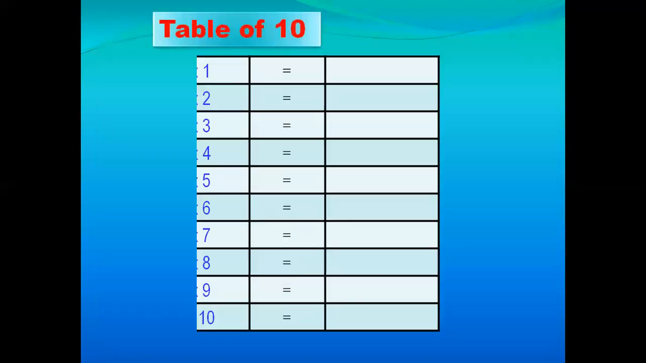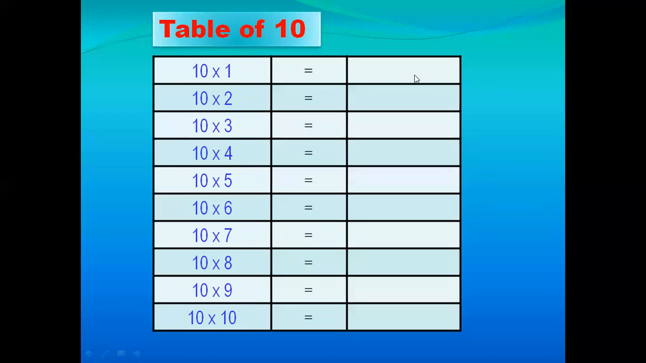So next, this is the table of 10. 10 ones are 10, 10 twos are 20, 10 threes are 30, 10 fours are 40, 10 fives are 50, 10 sixes are 60, 10 sevens are 70, 10 eights are 80, 10 nines are 90, 10 tens are 100.